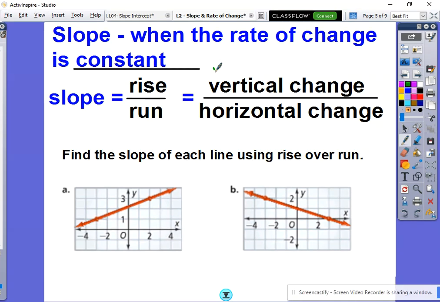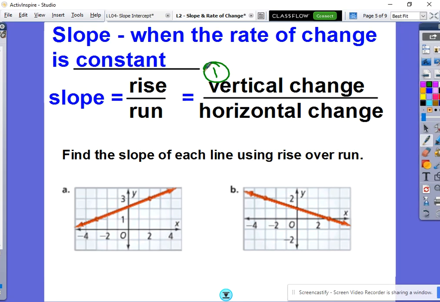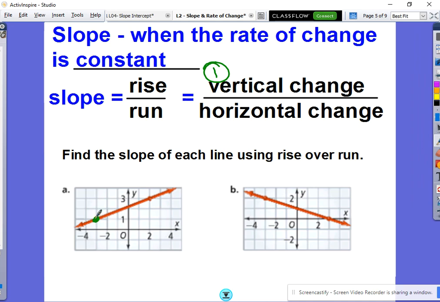So we start with the vertical change. Always do the vertical change first. And you always have to start on the left-hand side of the graph. We always read a graph from left to right. So we've got a point there, and we've got a point here. To get from this first green point to the second green point, we have to rise.